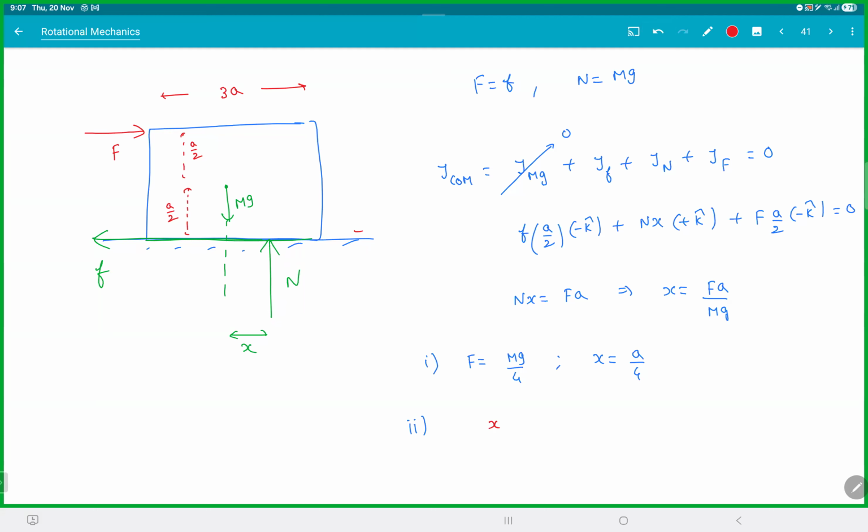So x value here must be less than or equal to 3a by 2. That is half of the side. X value cannot exceed this corner length. So if I substitute here, this will be Fa by mg must be less than or equal to 3a by 2. So this is the condition for no toppling. As long as the N is within the boundary, you won't topple. If N has to go outside, meaning you toppled. So we'll get f is less than or equal to 3mg by 2. So therefore, f max is 3mg by 2. You exceed 3mg by 2, you're going to topple.